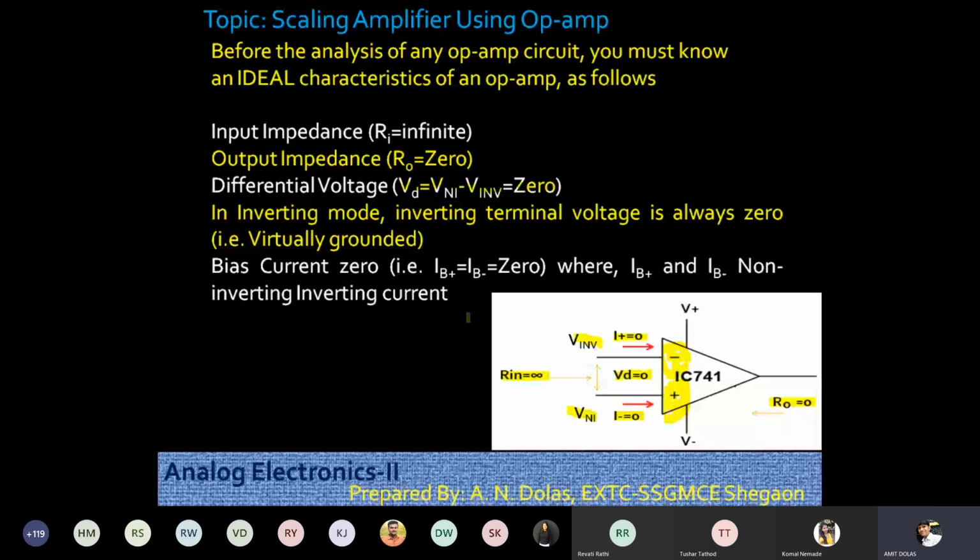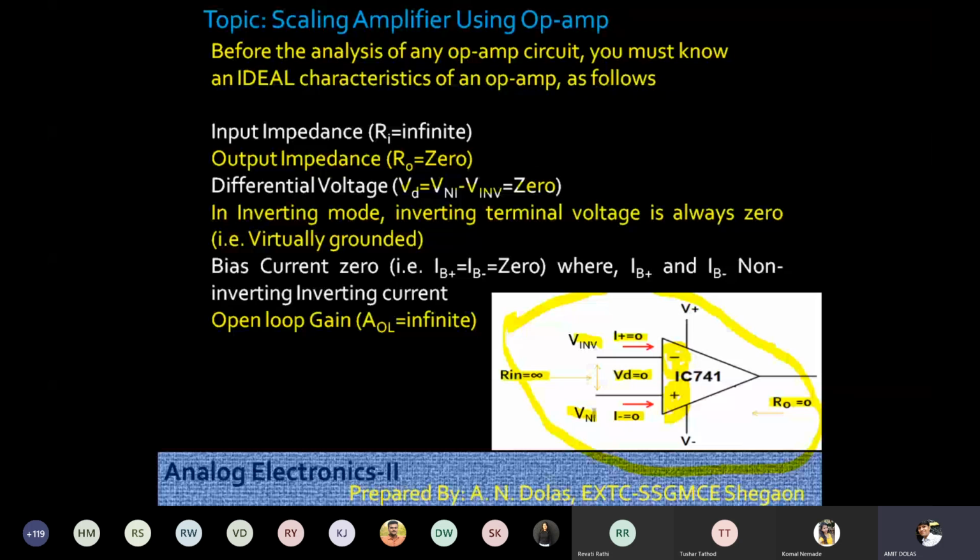Then another characteristic is open loop gain. What is open loop gain? Whenever we are not connecting any feedback, that is no component from output end to the input end, that is the feedback. When no component is connected, an op-amp circuit is like this, whatever is shown on the PPT, that is called open loop circuit, and open loop gain is infinite.